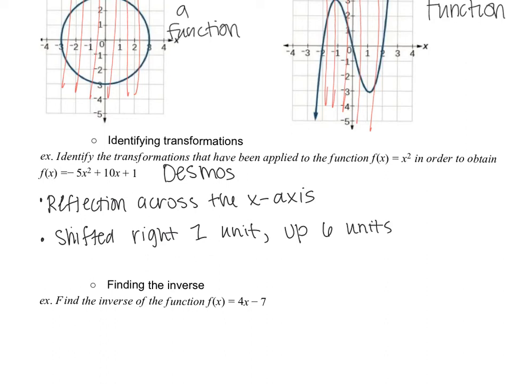Okay. The last thing I notice is that my new graph is skinnier than the original. So that means it's been stretched by a factor, and in order to figure out what that factor is, you look at the number that's in front of the x squared. Not its sign, just the number. So in this case, the number in front of x squared is 5, which means it's been stretched by a factor of 5. So there have been 4 transformations that have been applied to f of x equals x squared in order to obtain our new function.